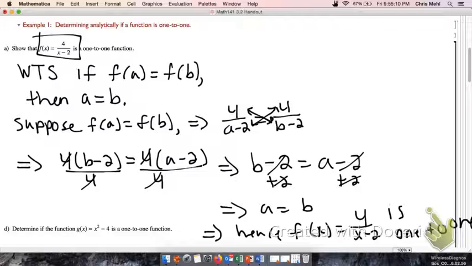Sorry, I ran out of room there. Maybe I can just rewrite that. It's 1 to 1. Okay, and if you go to Desmos and you graph 4 over x minus 2, you will see that the graph does pass the horizontal line test. Okay, so how about showing that something is not 1 to 1 algebraically?